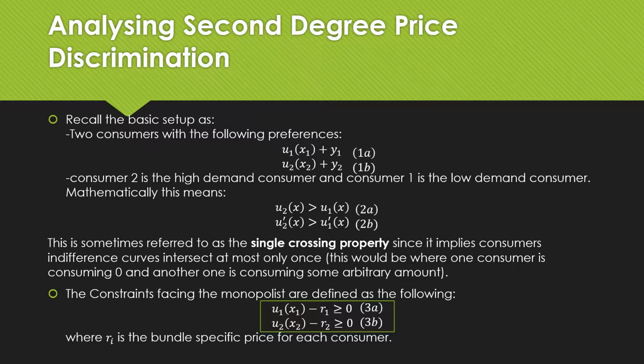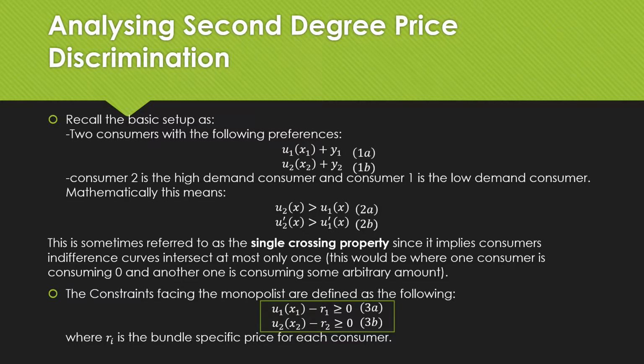We have two consumers with the following preferences. Consumer 2 is called our high-demand consumer, and consumer 1 is called our low-demand consumer. Mathematically, this means that the utility function for consumer 2 is going to be greater for every single x when compared to consumer 1, and the derivative is also going to be greater than consumer 1's for every value x.